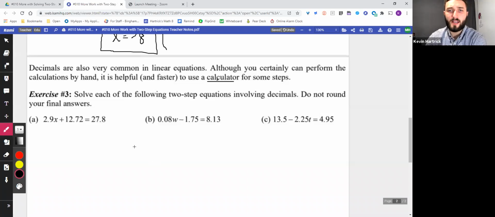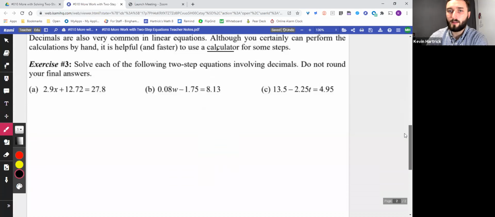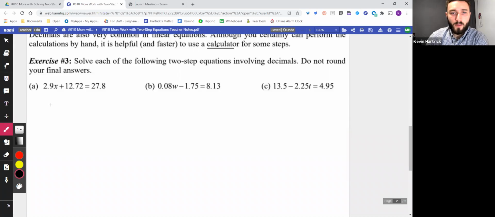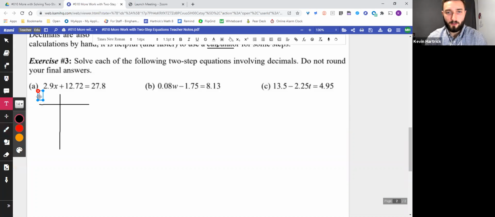So let's take a look at exercise number 3. Solve each of the following two-step equations involving decimals. Do not round your final answers, okay? So no rounding. Let's look at A. First thing I'm going to do is my do-undo table.